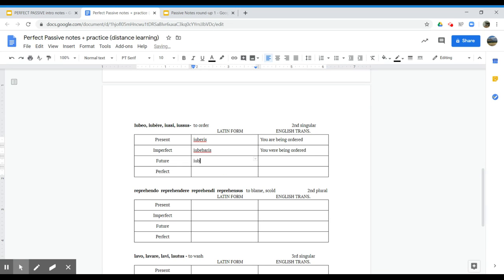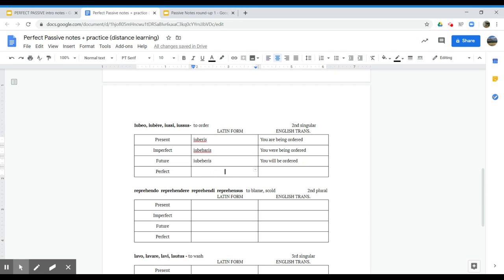Future. Stem, vowel, ending. Iuberis. That is, you will be ordered. Remember, I'm getting all of these formulas, the stem, vowel, plus ending, from my notes roundup up there. My endings are all there. My translations are all there. It's your one-stop shop for all this info.